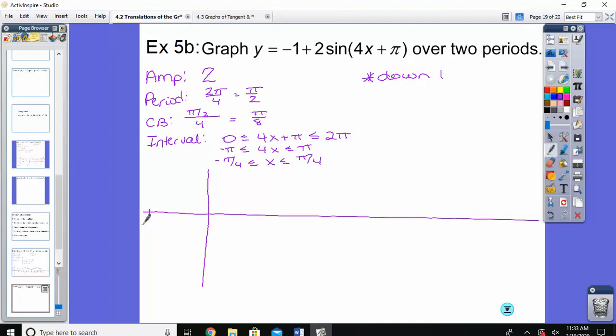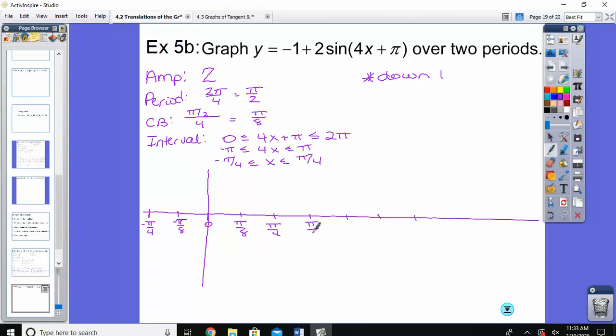So start at negative pi over 4. Add pi over 8, that's negative pi over 8. Add pi over 8 and that's 0. Pi over 8, pi over 4. For 2 periods, you need 4 more points.